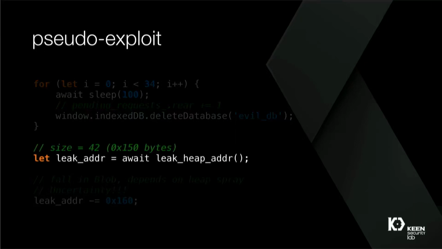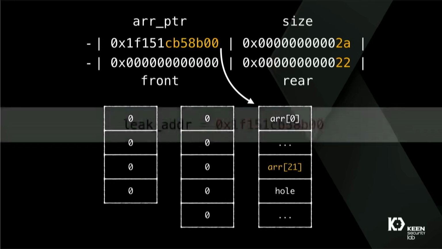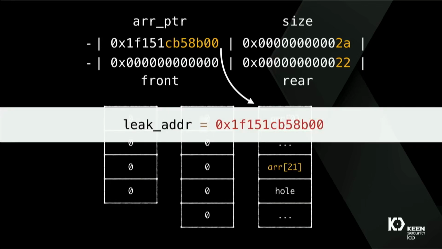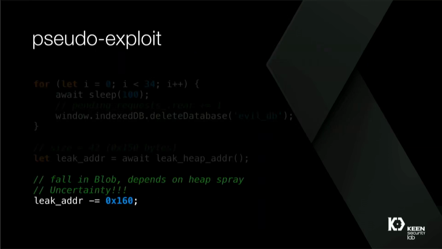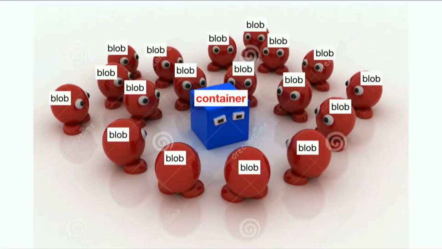Next, we read the address of the container buffer from the blob. The variable leak address should be the value of container pointer. And then we subtract the size of the structure from the leak address. And this is very important. As I said, the container is surrounded by the blobs, so the new pointer is very likely to point to a blob.